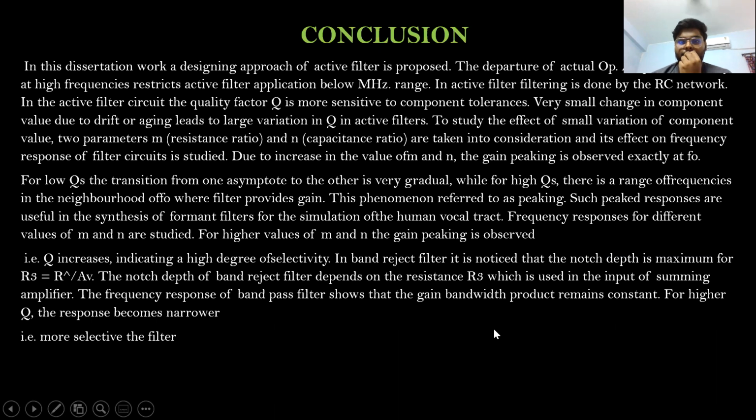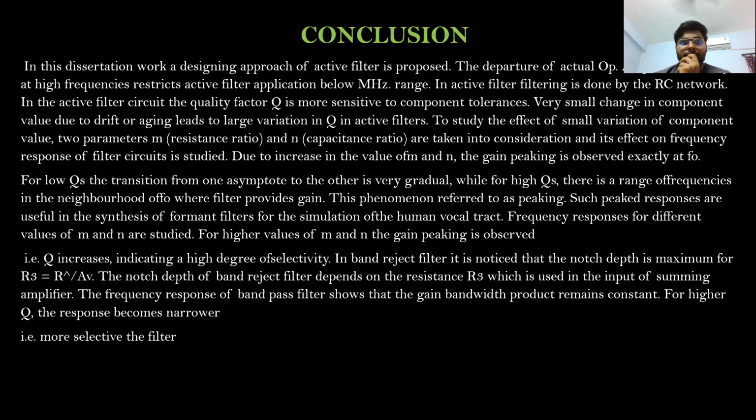To study the effect of small variation of component value, two parameters M and N are taken into consideration, and their effect on the frequency response of filter circuits is studied. Due to an increase in the values of M and N, gain peaking is observed exactly at f0. For low Q factor, the transition from one asymptote to the other is very gradual, while for high Q factor, there is a range of frequencies in the neighborhood of f0 where the filter provides gain. This phenomenon is referred to as peaking.